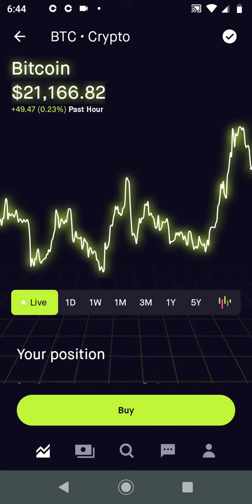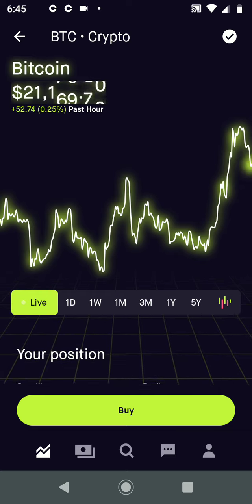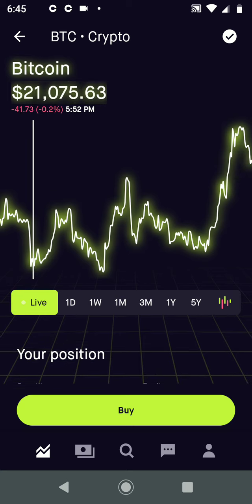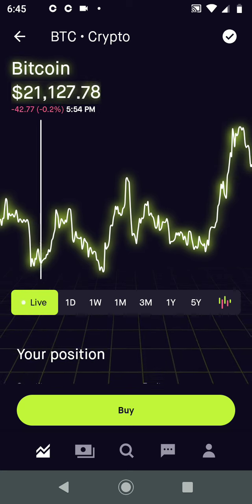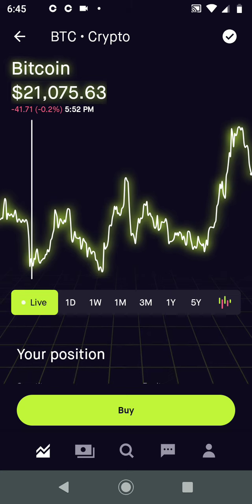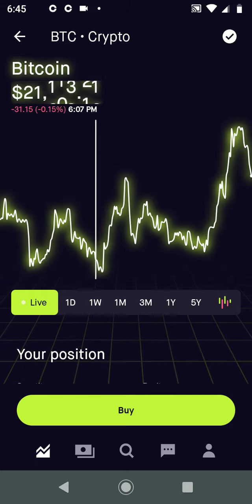So here we go. This is the last hour of Bitcoin's performance, and let's drag back across here, and you can see around 5:52 p.m. This is Tuesday afternoon or Tuesday evening, and it was around 0.2% down for the day. And as you can see, Bitcoin is extremely volatile all the time. It's going up and down, up and down.